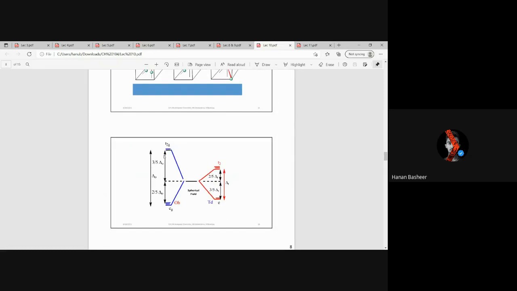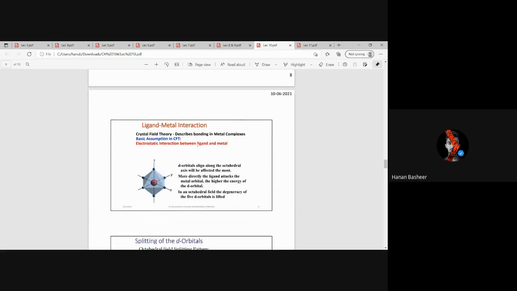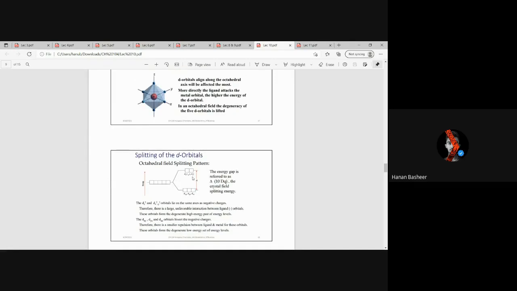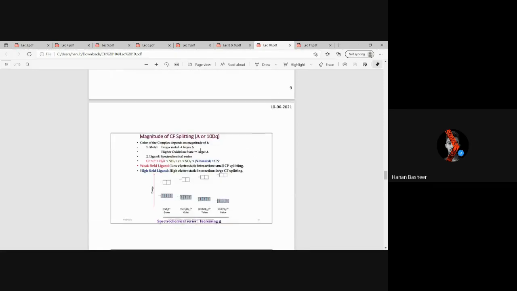Then we can see that this is the octahedral splitting and this is the tetrahedral splitting, where there will be 3/5 above the zero line, and in this case 2/5 above the zero line. So delta O is the octahedral splitting energy, and this is the tetrahedral splitting energy. Then ligand metal interaction: how do ligands and metals interact? The orbitals that align along the octahedral axes will be affected more, and hence have more splitting, which are x square minus y square and z square. So they will have higher energies, and this will spoil the degeneracy of all five orbitals.